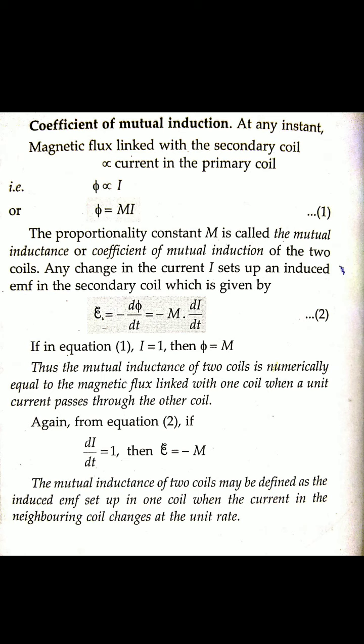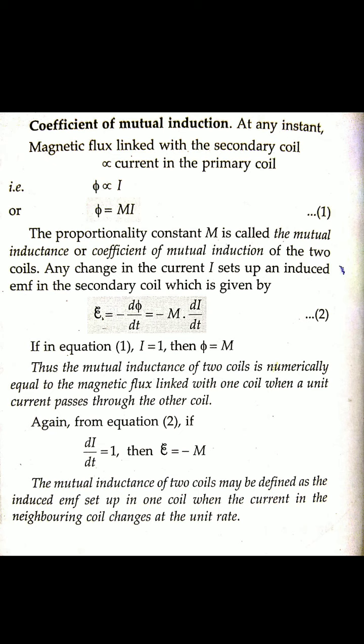That means the mutual inductance of two coils is numerically equal to the magnetic flux linked with one coil when unit current passes through the other coil. And from the second equation, similar to self-induction, whatever we did in self-induction, the same thing: dI by dt equals 1, so E equals minus M. So if the rate of change of current is unity, then the mutual inductance is equal to the induced EMF. Clear? The unit of mutual inductance is also the same, that is Henry. Volt second per ampere equals 1 Henry.